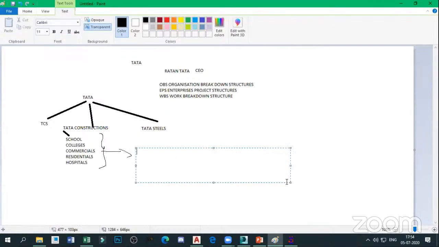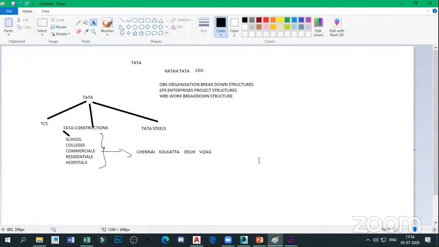That will be in Chennai, Kolkata, it is Calcutta now, right? Delhi. So these are all the locations we consider. They are constructing in different locations.